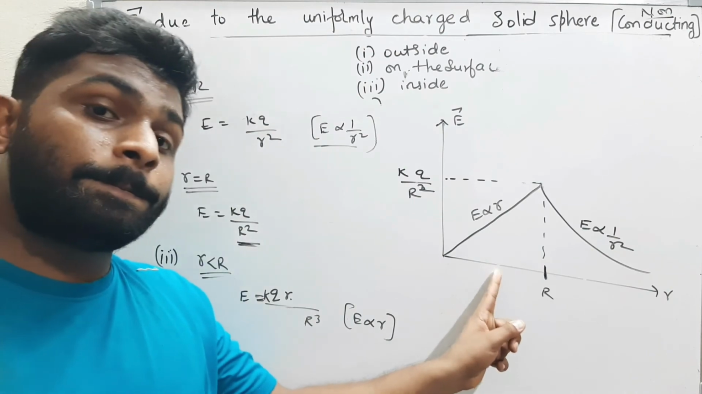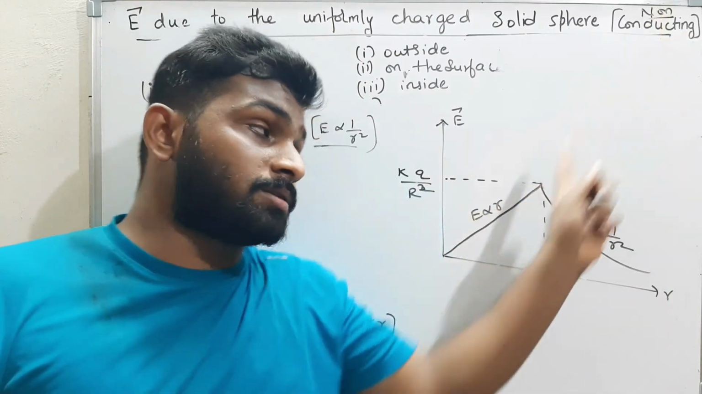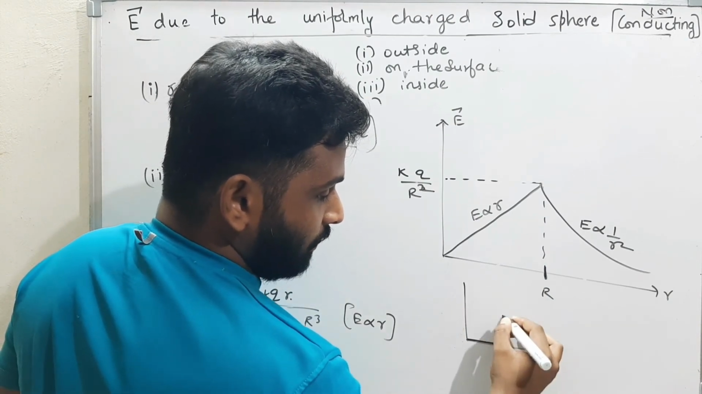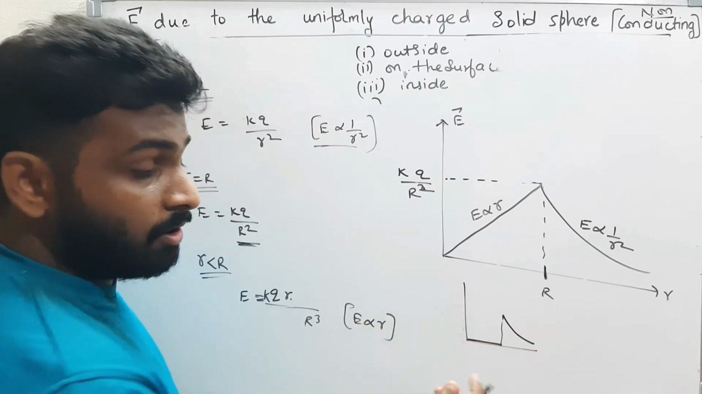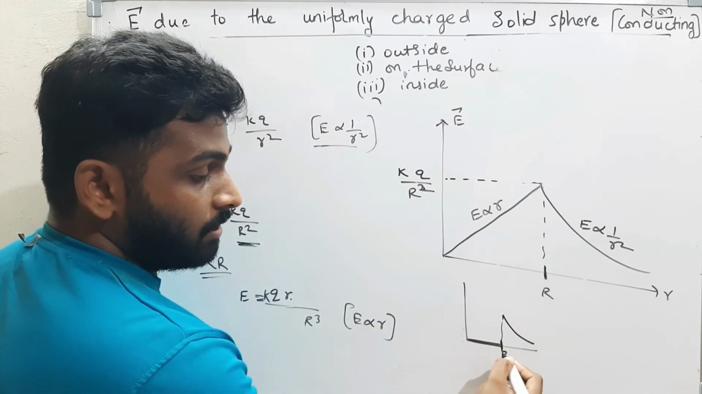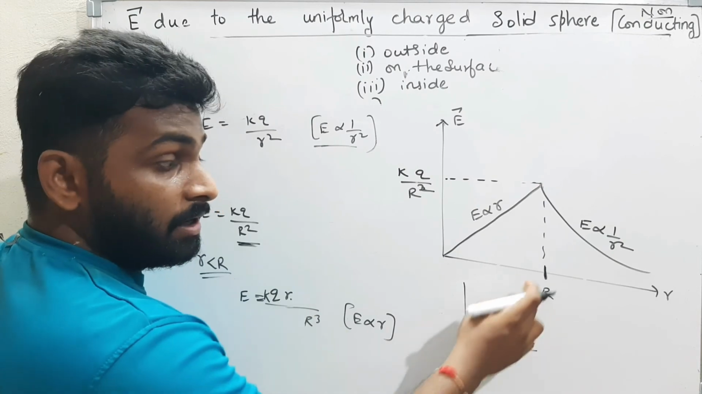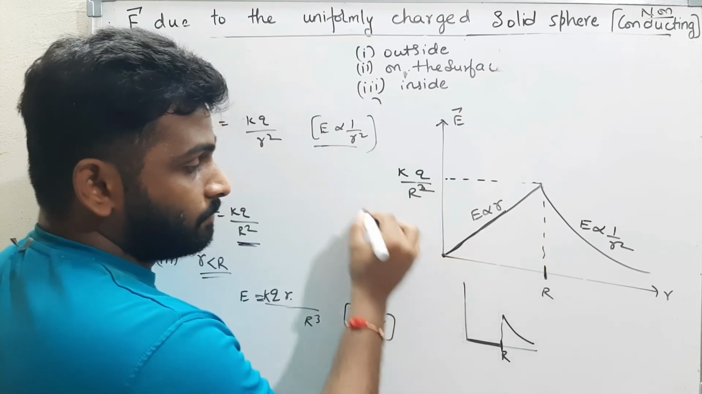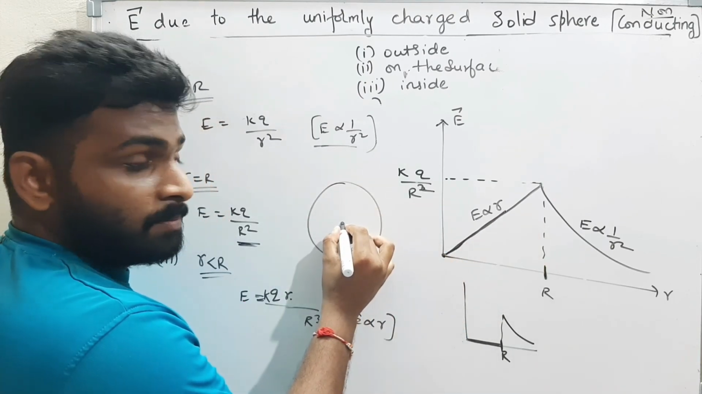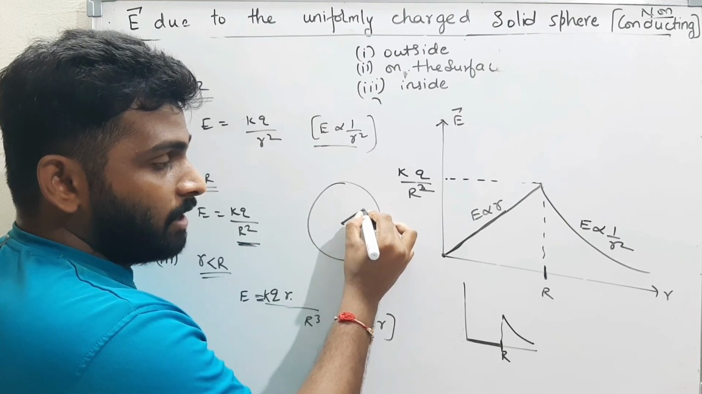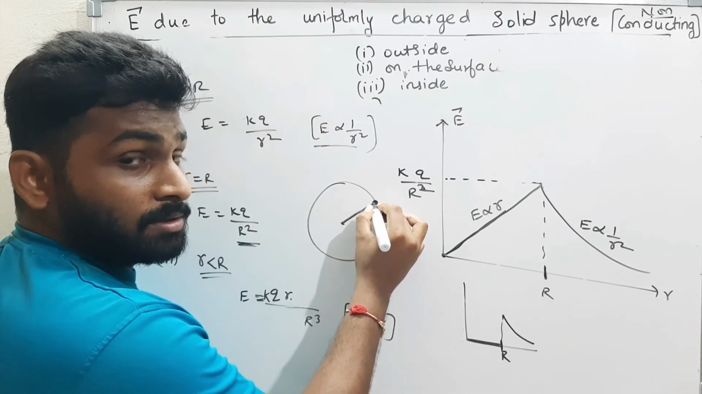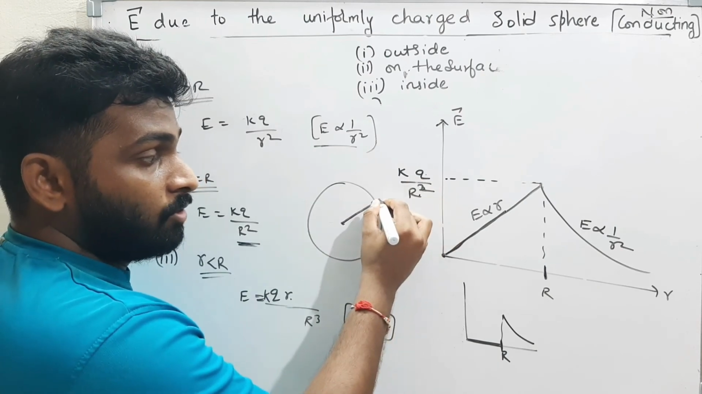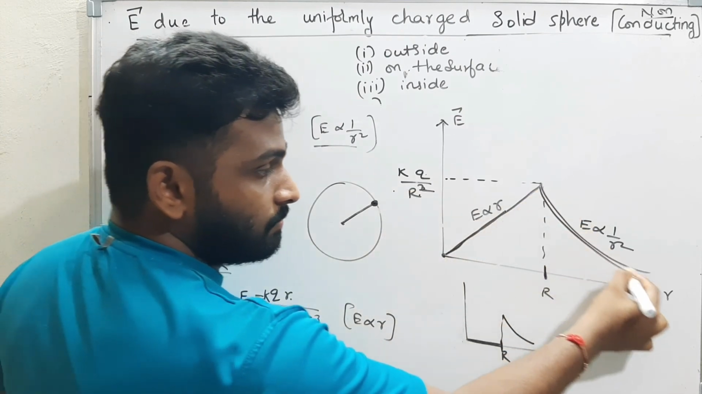Therefore, the graph for a non-conducting body is like this. The graph for a conducting body is like this: the electric field inside the body is 0. But here the electric field inside the body is not 0. At the center, the electric field is 0. As I move towards the surface, the electric field gradually increases, and on the surface it becomes maximum, that is kq by R square. After that, when I move out, the electric field gradually decreases.